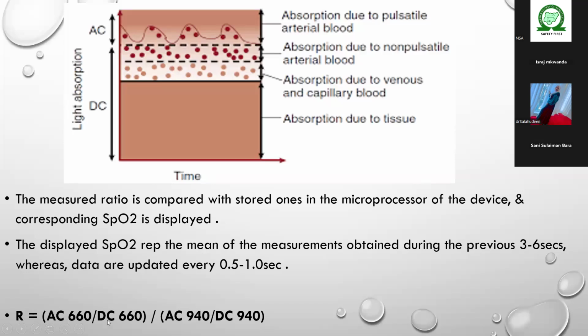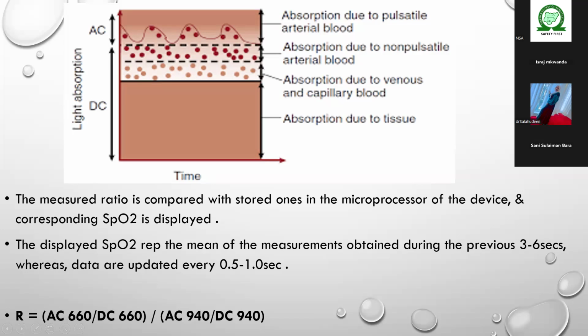So that means the ratio is the ratio of red to infrared, that is reduced hemoglobin to oxyhemoglobin, at alternating pulsatile tissue of red to the non-pulsatile at red, and the pulsatile at infrared and non-pulsatile at infrared.